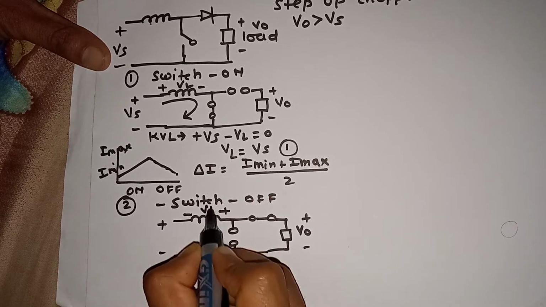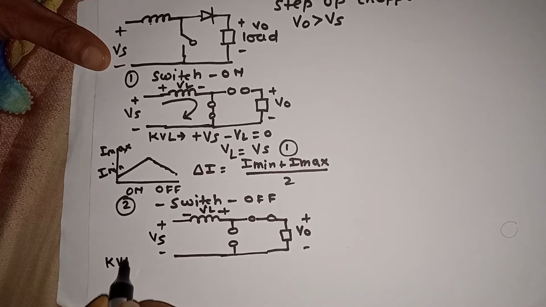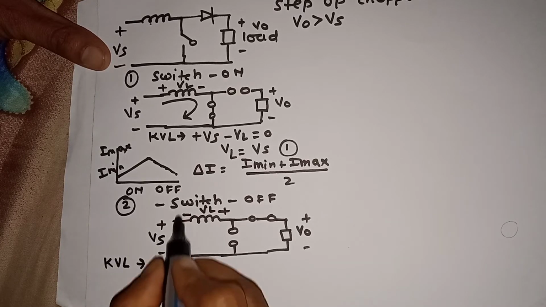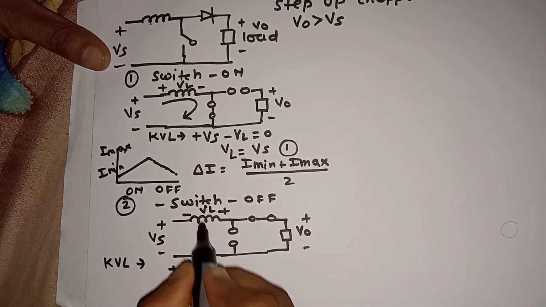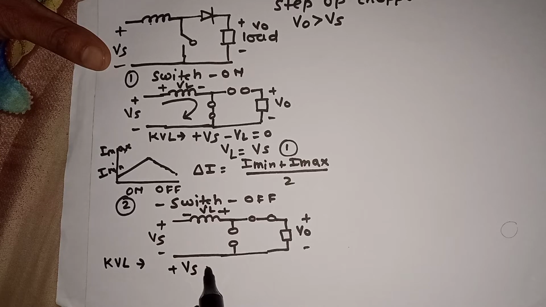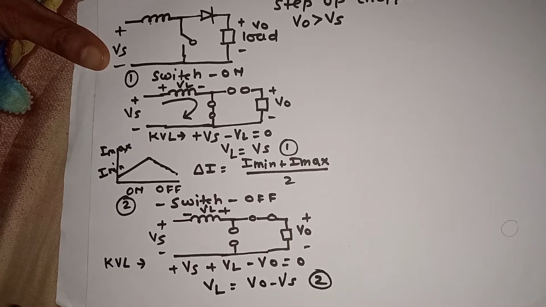Now we can apply KVL again. We get the equation: rise in voltage plus Vs, rise in inductive voltage plus VL, and drop in the output voltage minus VO. So we get VL is equal to VO minus Vs. This is the second equation.